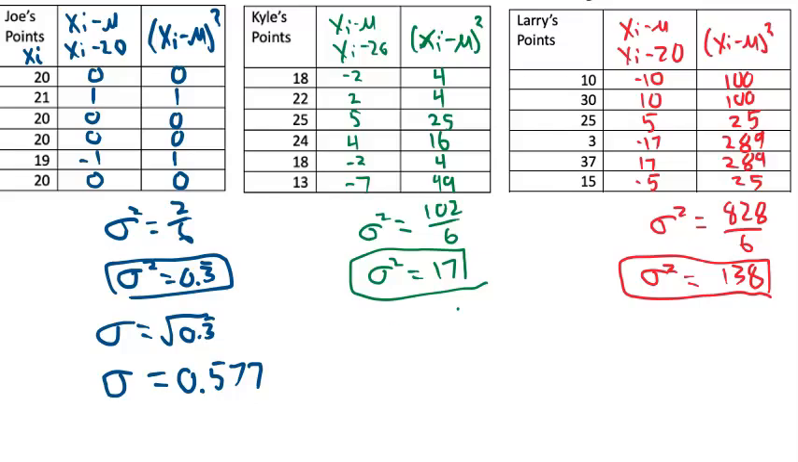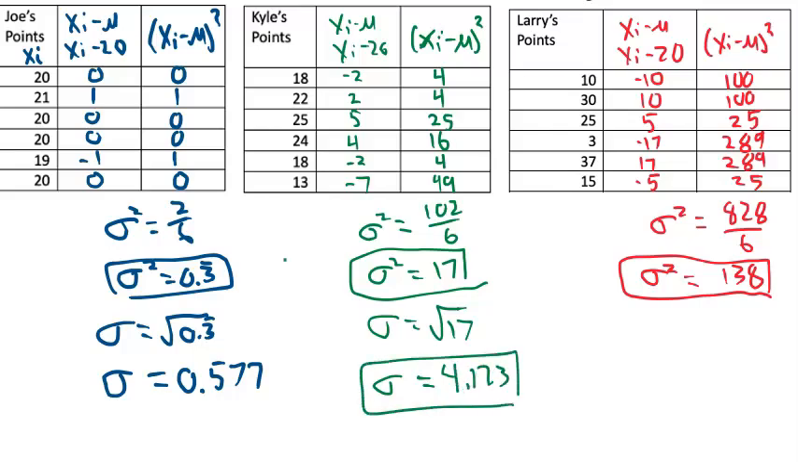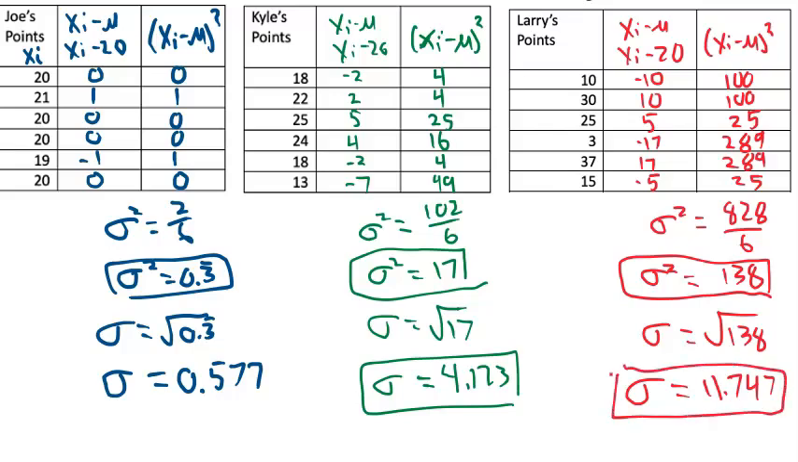And then for this one, again, I'm just taking the square root of 17. The square root of 17 gives you about 4.123. And then I take the square root of 138, and that gives me about 11.747. Cool. So now we've found the standard deviation.